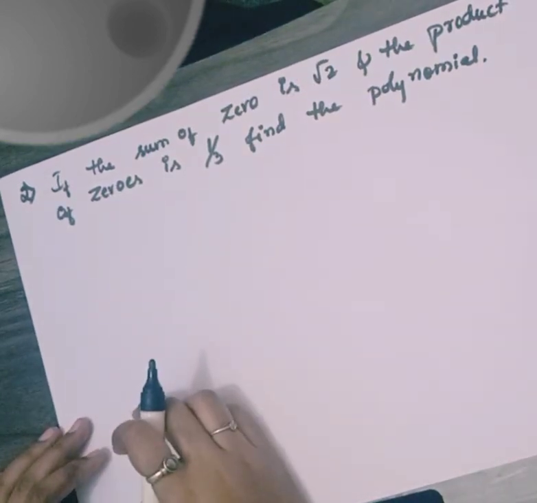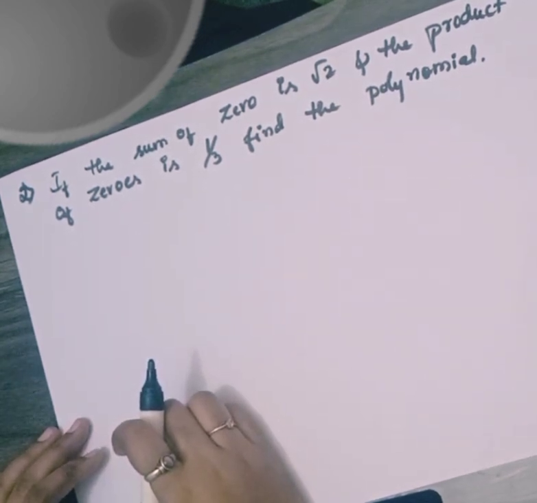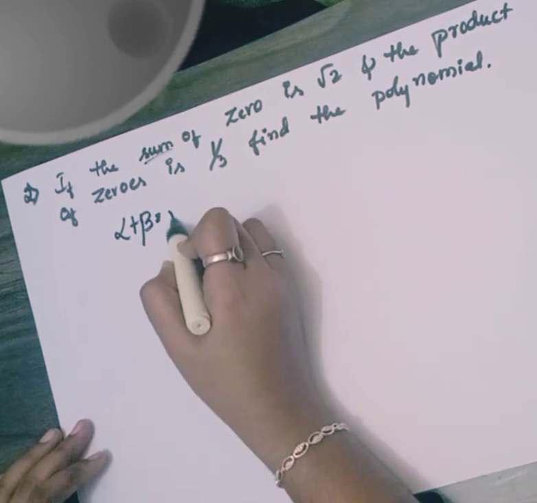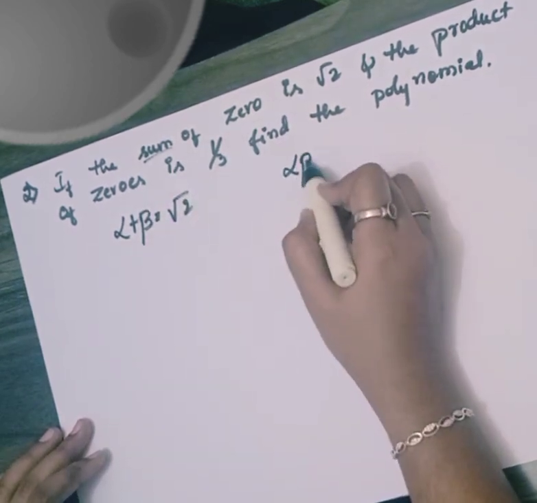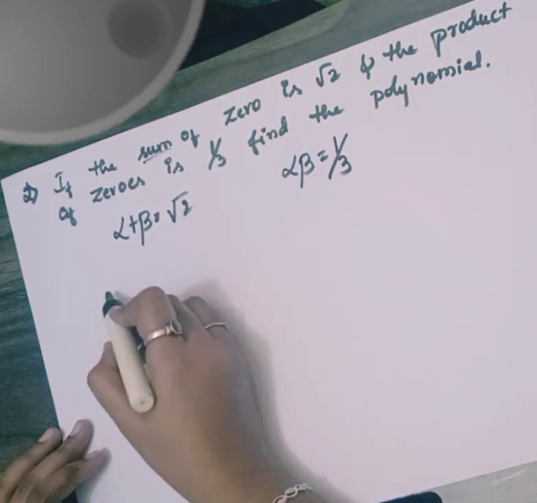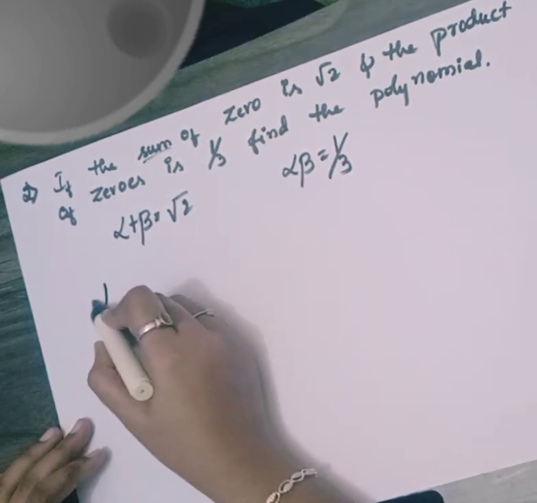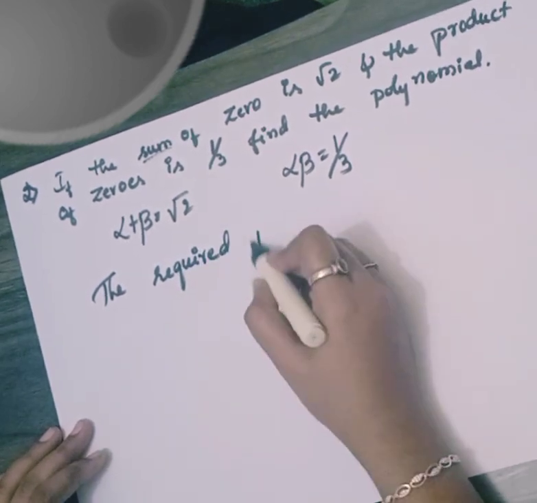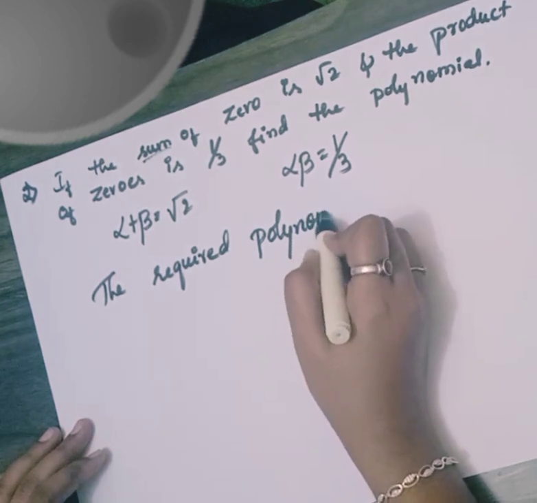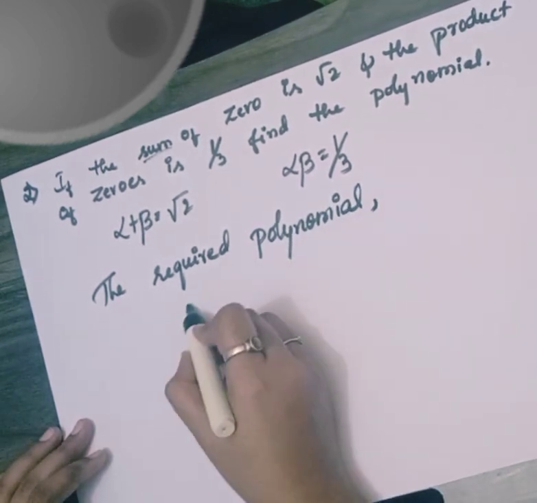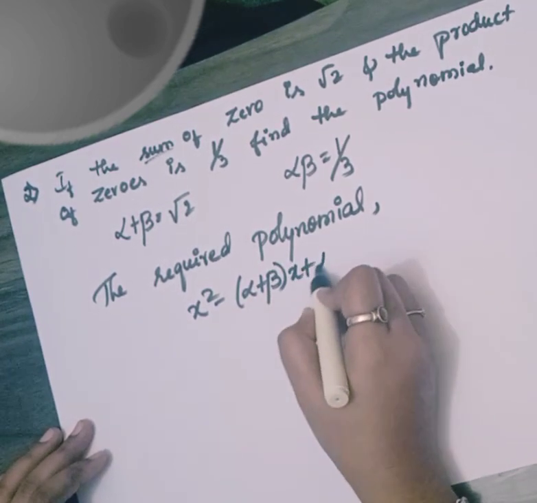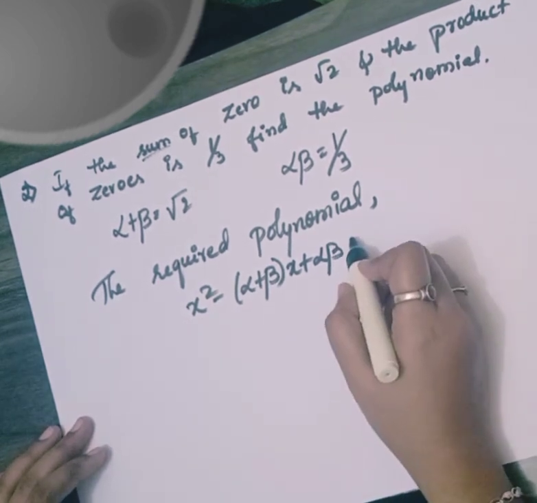Second question: if the sum of zeros is root 2 and the product of zeros is 1 by 3, find the polynomial. They said sum, that means alpha plus beta is given, that is root 2. They said product, that means alpha beta is 1 by 3. So the required polynomial is x square minus alpha plus beta x plus alpha beta. This is one of the required equations we already have.